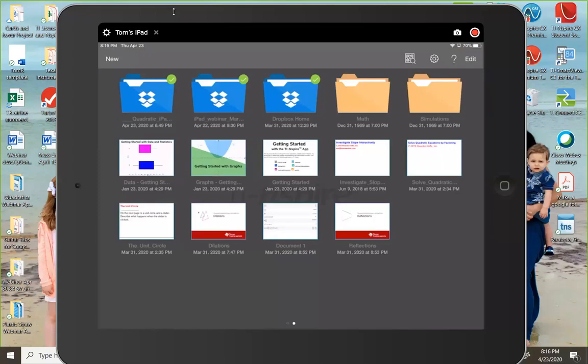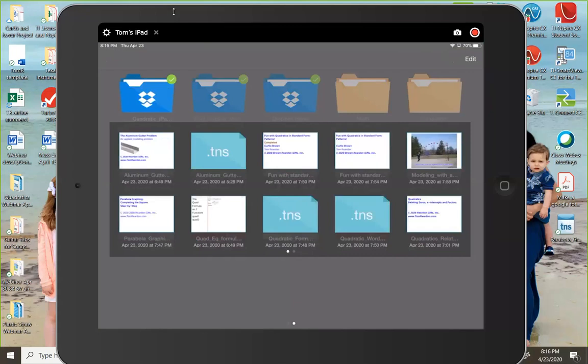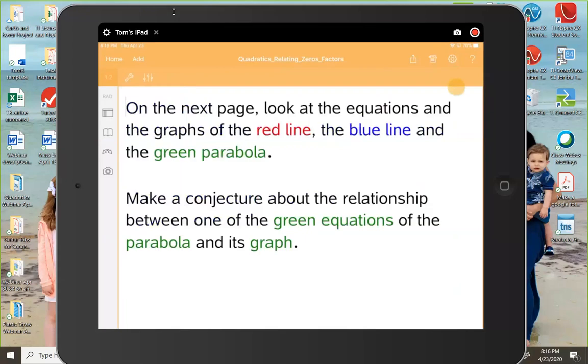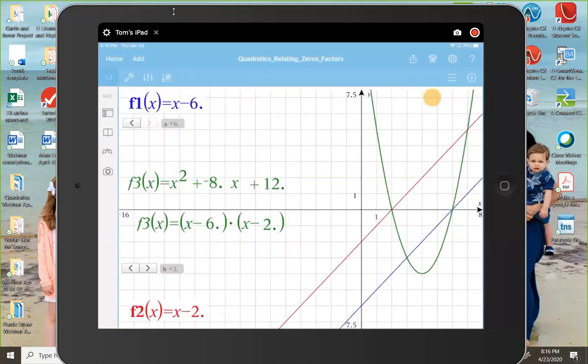All right, so quadratics. This time I'm going to go quadratics and how we relate them with zeros, x-intercepts, and factors. I think that's kind of a big deal here. So notice the use of color, the red line, the blue line, the green parabola. Here I have a blue function, y equals x minus 6. I've got a red one, y equals x minus 2. And then the green one is the product of those two. And I have it both shown multiplied out and in factored form.